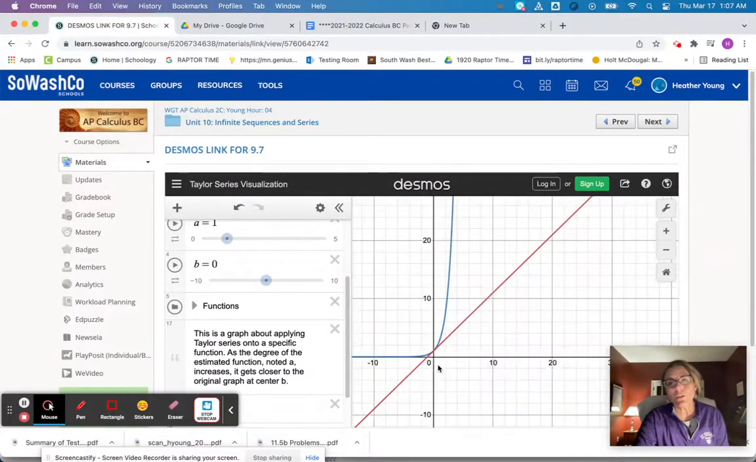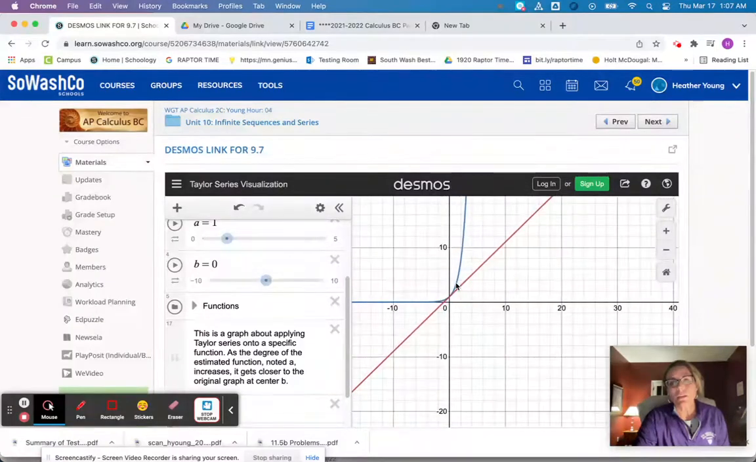But before I start adjusting the degree, I want you to notice that when B is equal to 0, so in this case, x is equal to 0, the two functions, the function and the polynomial, I should say, are exactly the same. That's always going to be the case. But then as we move away from that center point, they're not the same at all.